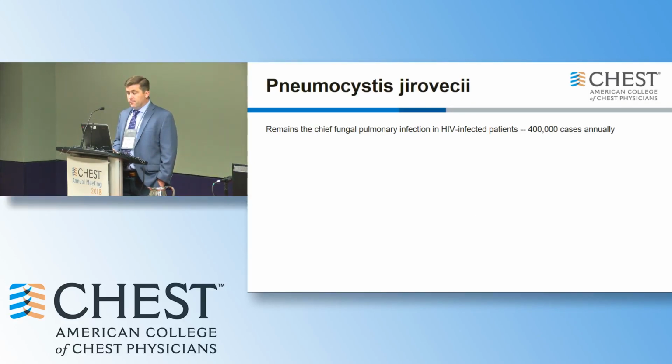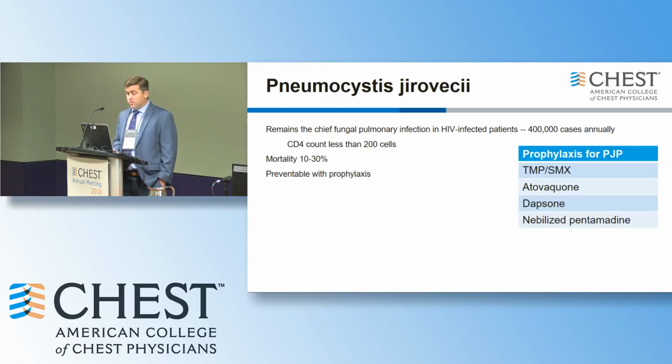So pneumocystis remains our chief pulmonary fungal pathogen within the HIV community, with worldwide 400,000 cases. The CD4 count less than 200 is the context to think about this for the index of suspicion. The mortality rate is 10 to 30%, as we saw in this case. It's preventable with prophylaxis, primarily trimethoprim sulfamethoxazole, although there are some other agents that are also options that you can see there, similar to what we do in lung transplant prophylaxis for PJP. The presentation can be indolent or fulminant, and it tends to be indolent in the HIV population, and it tends to be more fulminant in the cases that we might see in our lung transplant practice.